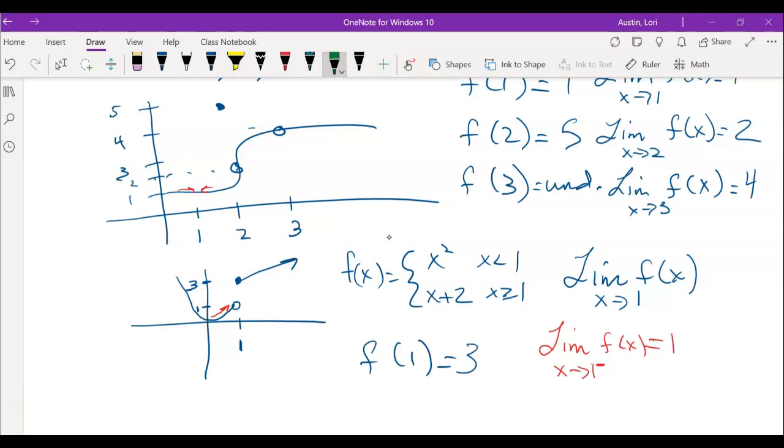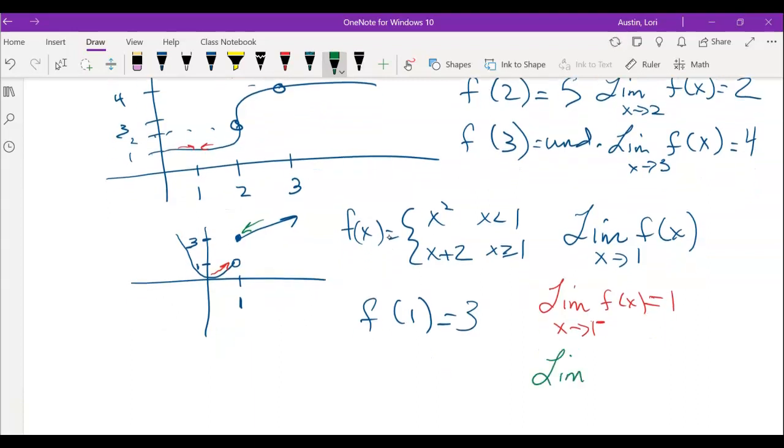But if I approach from the right, what's it headed towards?